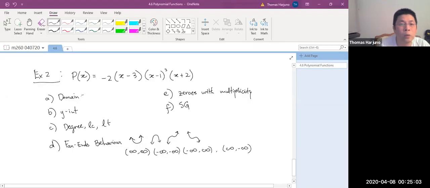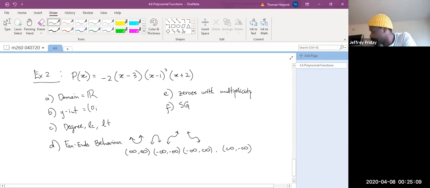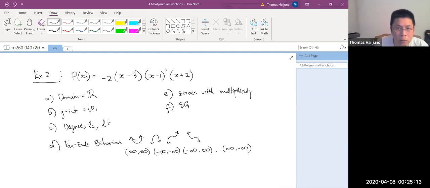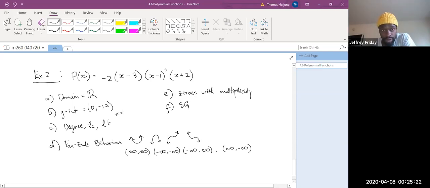The domain will be all real numbers. How about the y-intercept? 0, 6. No, it won't be 6. I don't think it is. -12. That's right, -12. And what is the degree? 5. The leading coefficient? -2. So the leading term is -2x to the 5th.